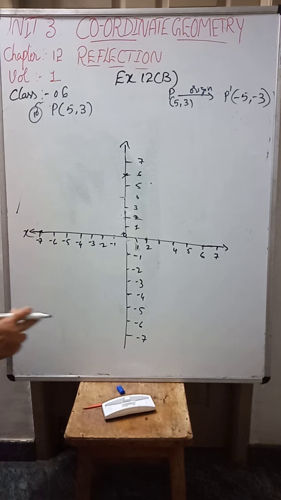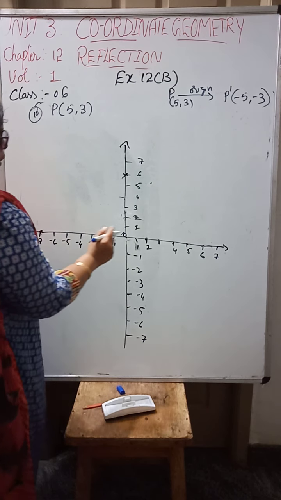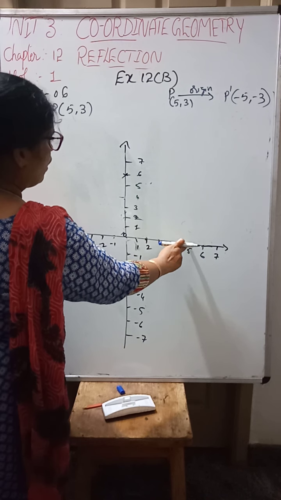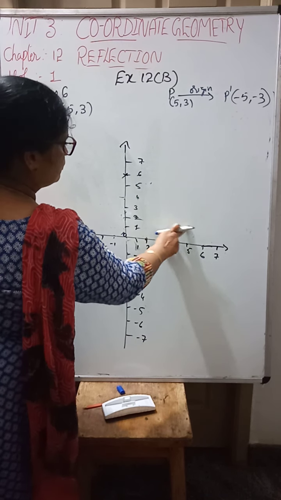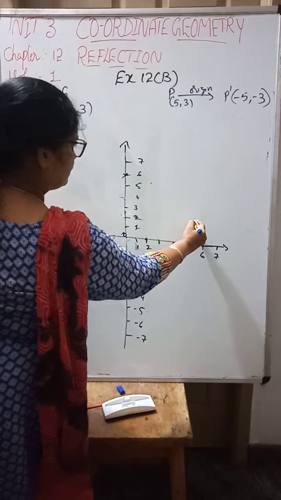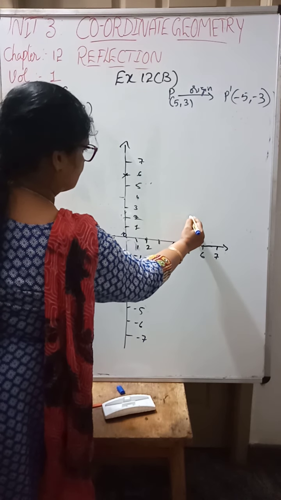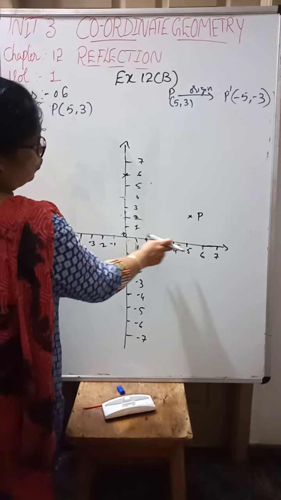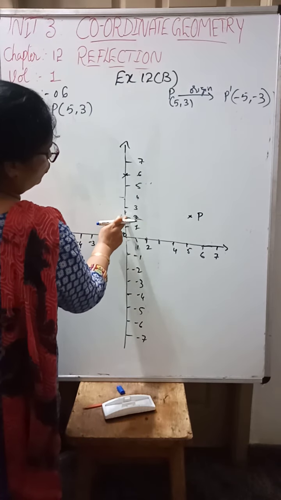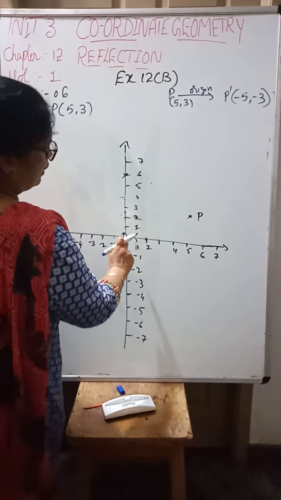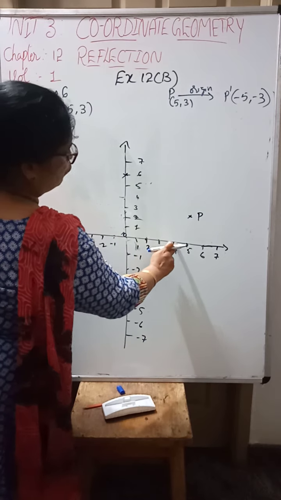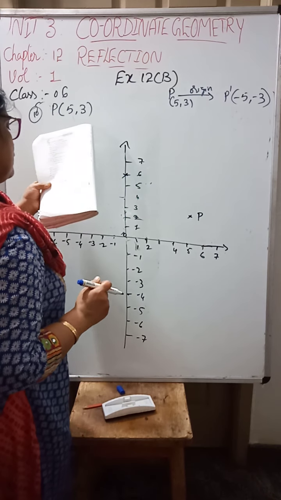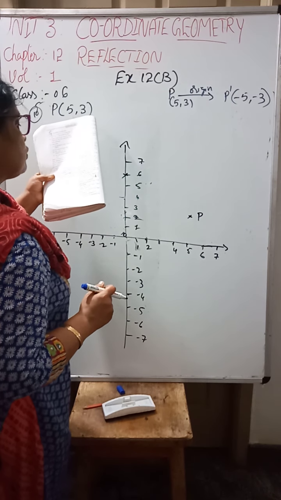Now let me locate P and P dash. P falls here. X is 5 and y is 3. So it takes here. This is P. You come to know that this is 1, 2, 3, and this is 1, 2, 3, 4, 5. Yes, this is P.